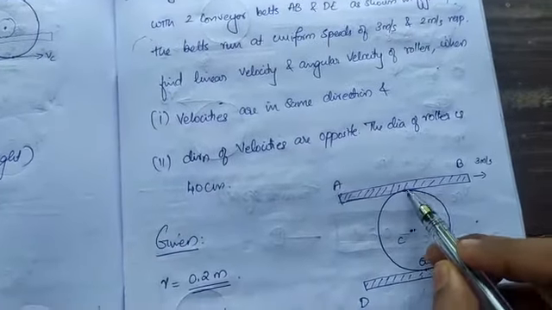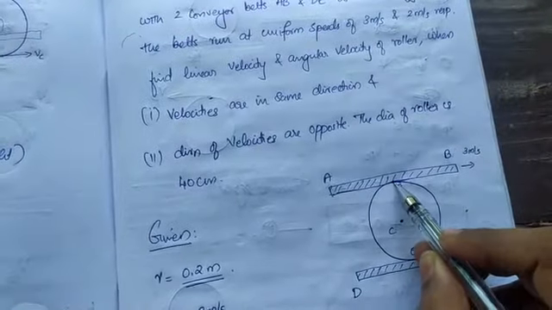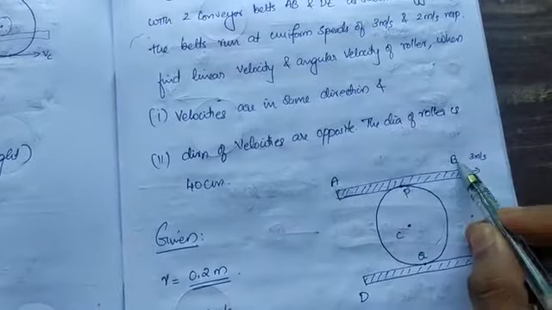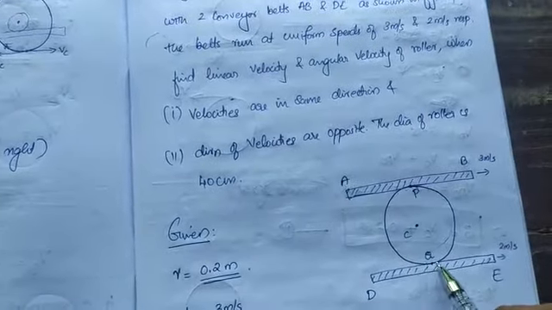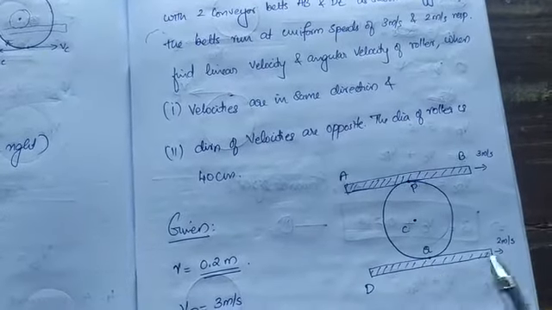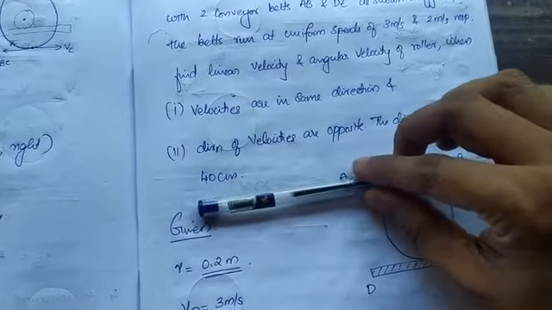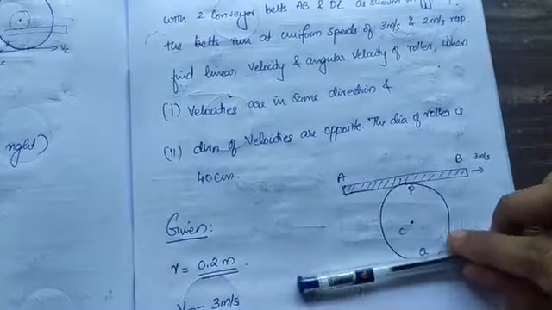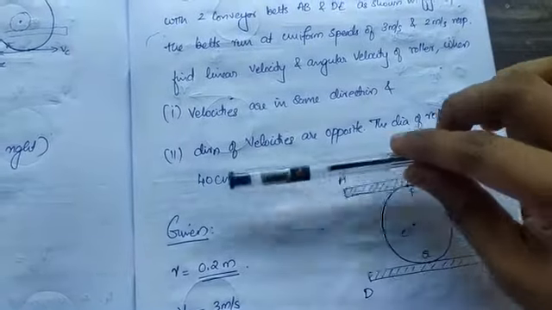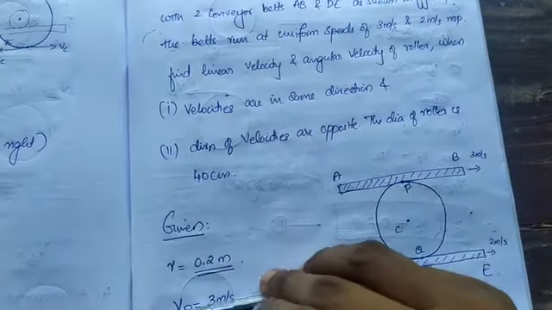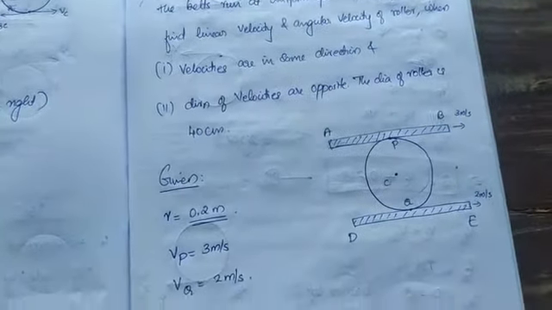So since this is moving at 3 meter per second, the velocity here will be 3 meter per second. That means Vp is equal to 3 meter per second. And here it is 2 meter per second, velocity will be Q. And you have two conditions. The first condition is 3 and 2 are acting in same direction. Second condition is if 3 is along this direction, then 2 will be along this direction.